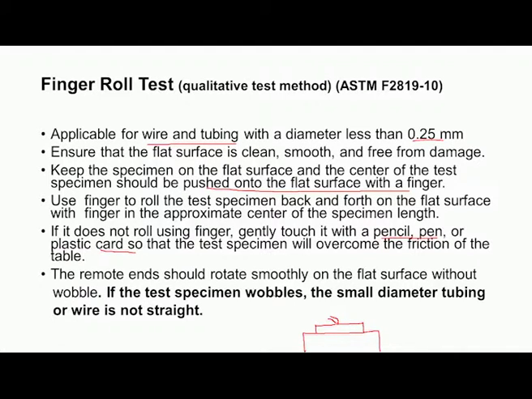Now, when we roll the specimen in this fashion, the remote ends, this end and this end, should rotate smoothly on the flat surface without any wobbling. If there is any wobbling, it indicates that the specimen is not straight.